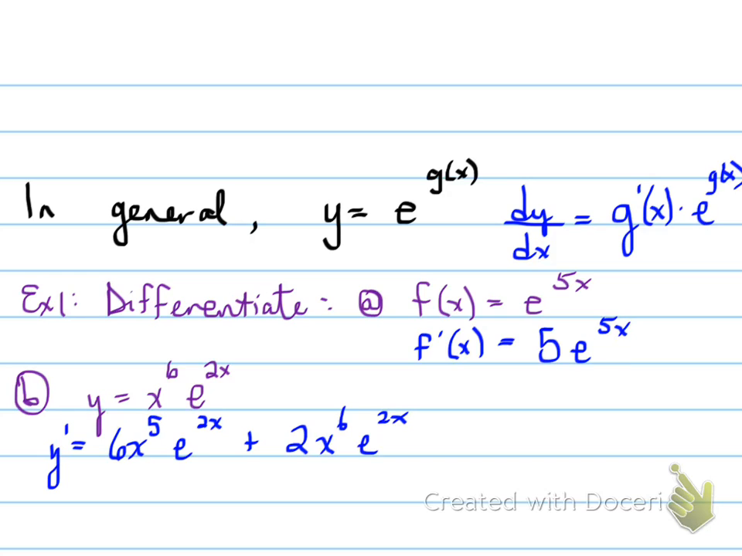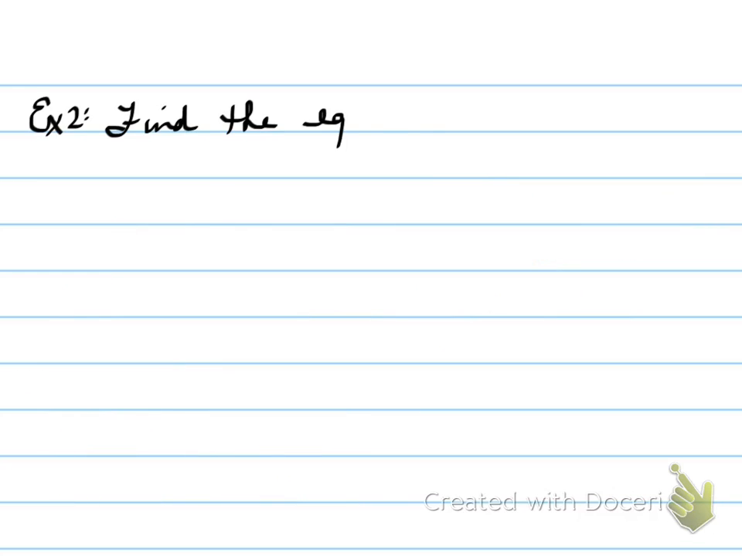Sometimes you may be asked to common factor. So you will have a common factor of 2x to the power 5, e to the 2x, and you're left with 3 plus x. Why you would do something like this is, for example, when you need to set the derivative equal to 0. Very important to common factor. Makes life simple.